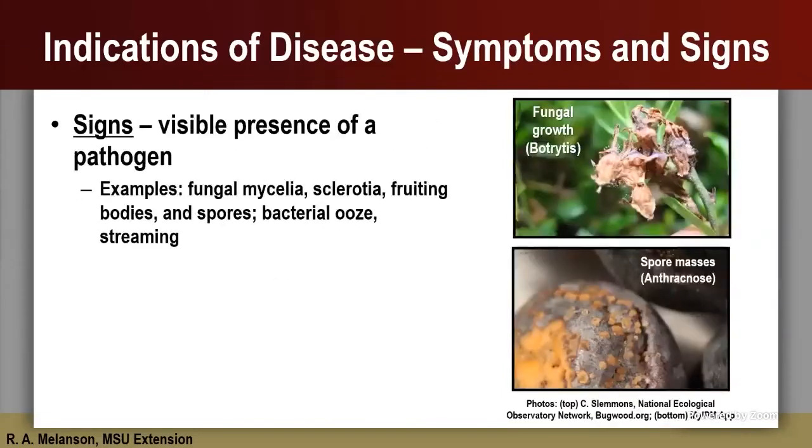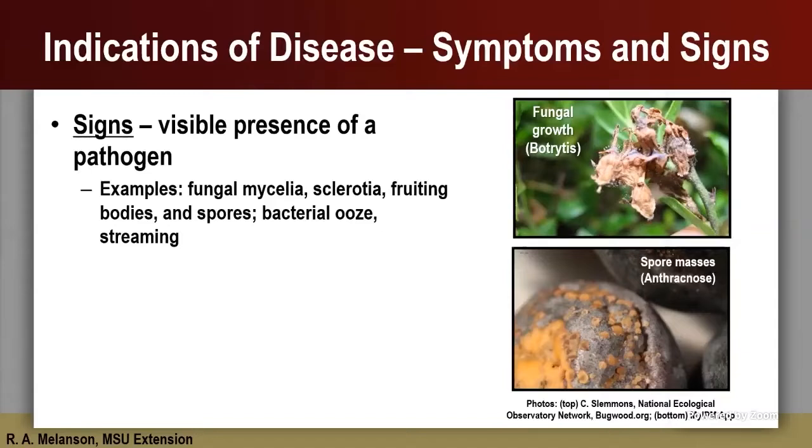In terms of signs, some diseases you may see symptoms alone. Some diseases you may see signs and symptoms. But the signs is the visible presence of a pathogen. Some of the common signs that you may see with blueberry diseases are various fungal mycelia, for example, with botrytis or gray mold in blueberry, as in the top right photo.